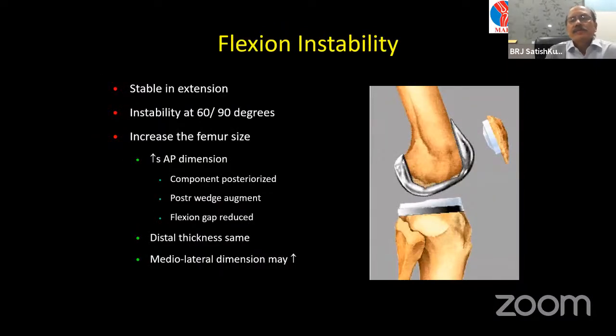And this is commonly seen because many times the surgeon does more tibial cut to accommodate the insert. So the extension gap is okay, but in flexion there is instability. So in these cases, you may have to increase the femur size, and then you can use the posterior wedge augment so that the flexion gap is reduced.